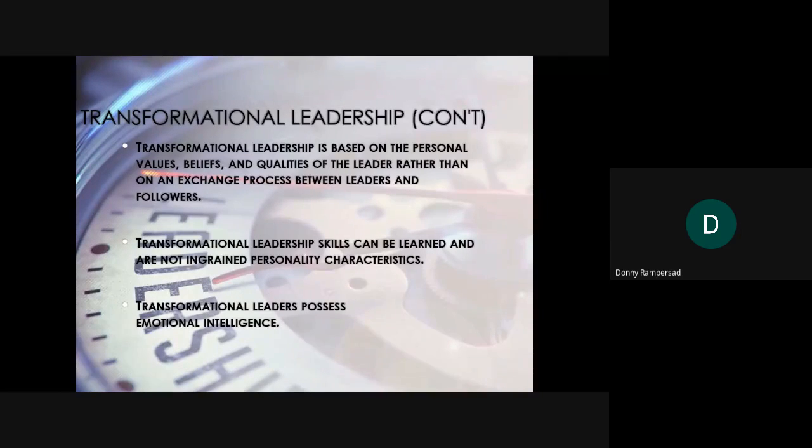At this juncture, I'd like to pause and ask members of the class if they could give examples of any transformational leader, be it local or international? Classmates? Don't all rush at the same time.